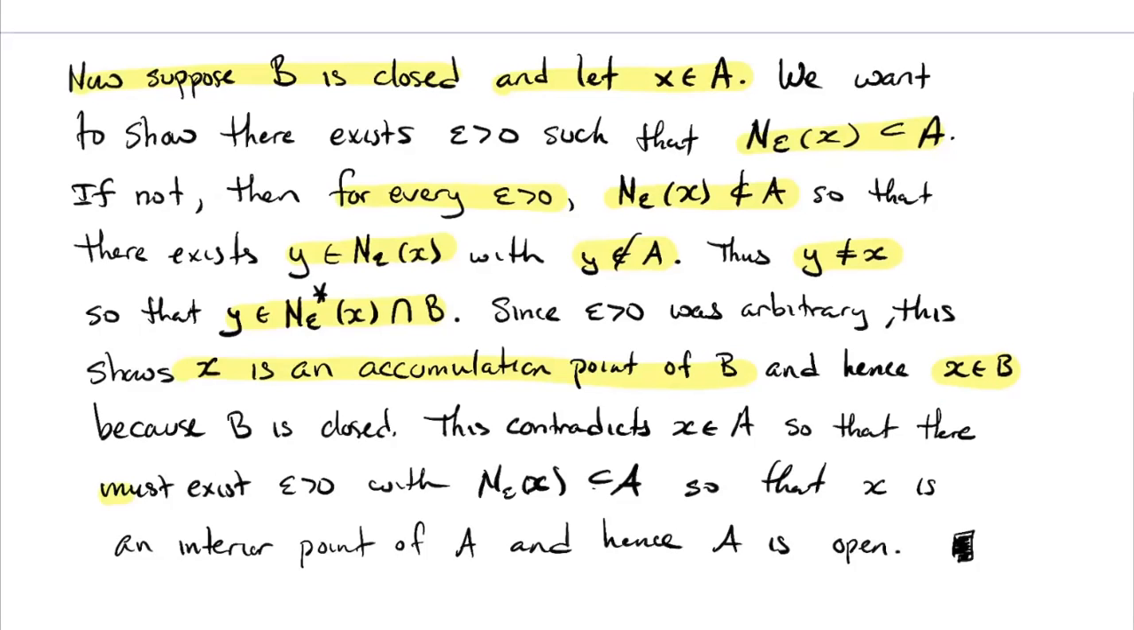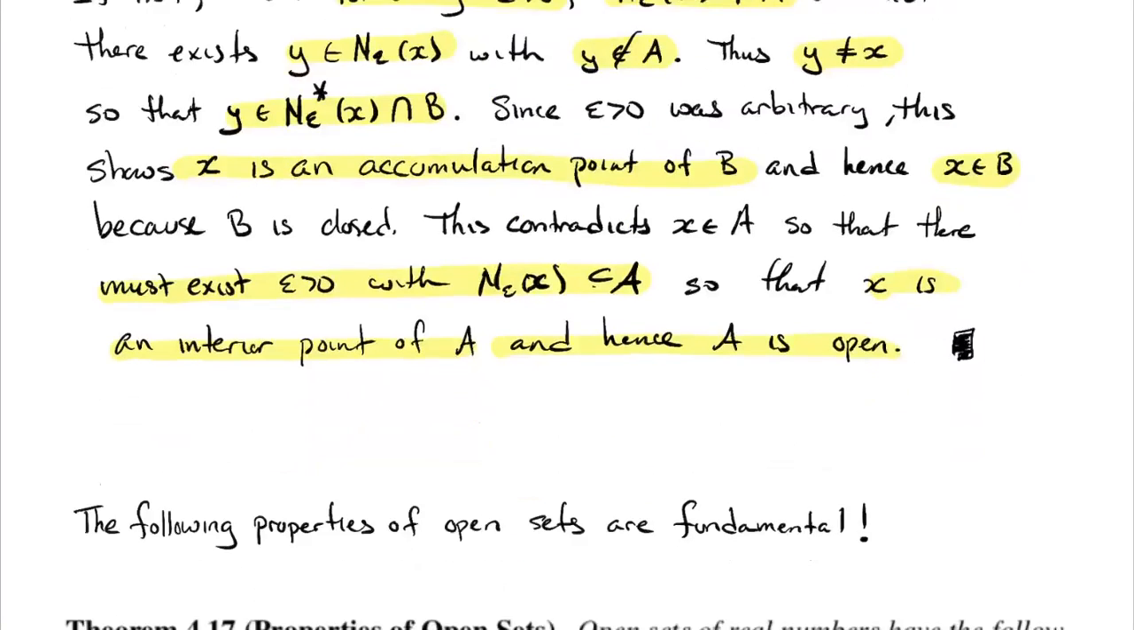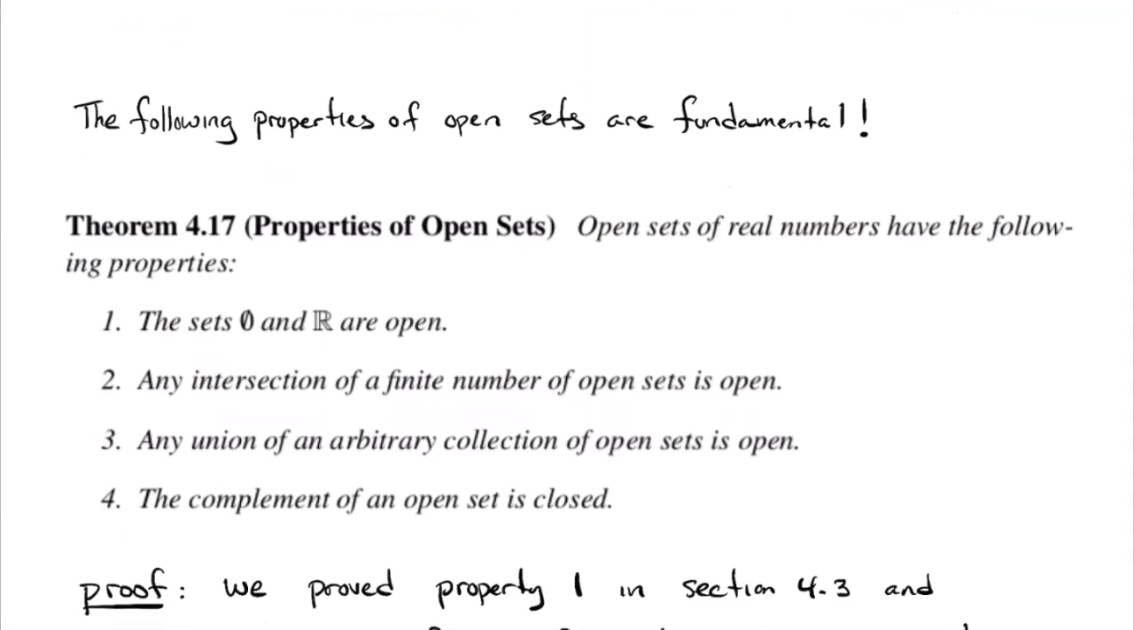So there has to be some epsilon with an epsilon neighborhood in A. That is, X has to be an interior point of A. That is, A has to be an open set. Nice. Stop the video and see if you can digest that argument. I'm going to just keep rolling here.